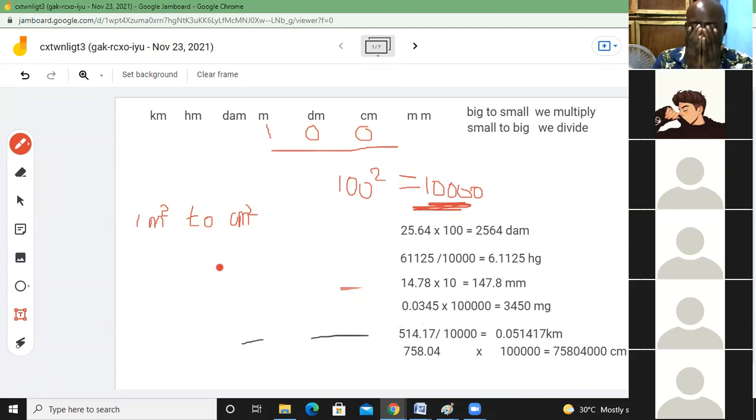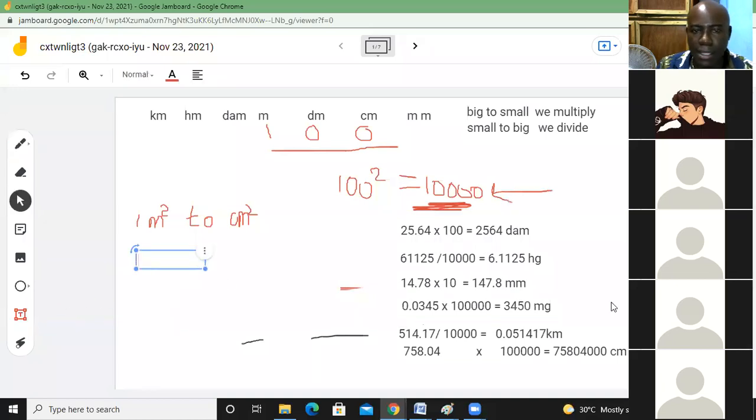Guys? Yes, sir. So this is something that you're going to have to execute when you're moving from square unit to square unit. You will find your regular relationship, but square it to know what's going on here. So then, look at this. I am saying to you that it takes right now 10,000 cm square to give you 1 m square. This is what we're saying.